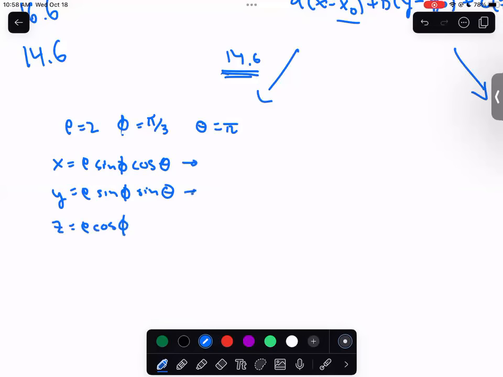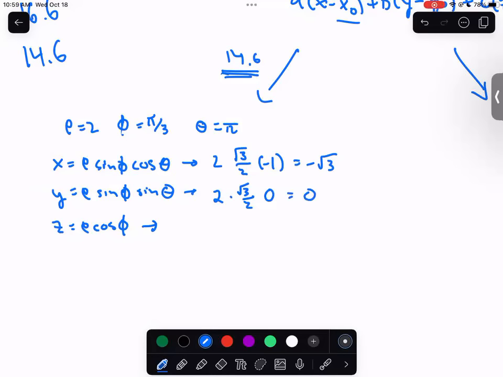And so if we go ahead and plug in these values, rho is equal to 2, phi is equal to pi over 3, so sine of pi over 3 would be root 3 over 2, cosine of pi is negative 1, so this is going to be equal to negative root 3. That's my x naught, my x point of interest here. For the y's, we would have 2, and we'd have the root 3 over 2 again, but then sine of pi is 0, so that's just going to be equal to 0.